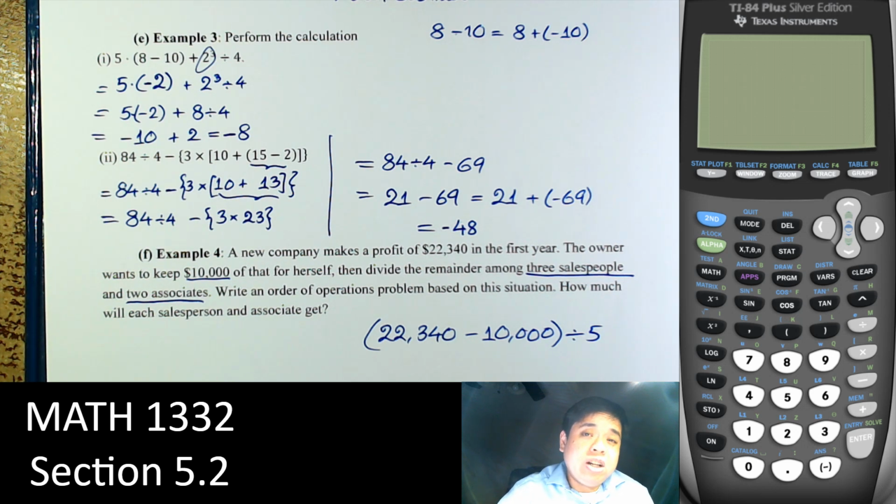So for order of operations, inside the parentheses first, and then exponent, then multiply, divide, and then add or subtract last.